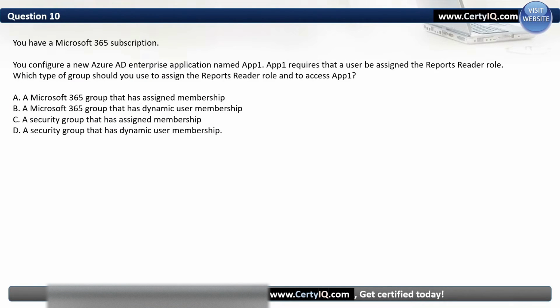Question 10. You have a Microsoft 365 subscription. You configure a new Azure AD enterprise application named App 1. App 1 requires that a user be assigned the reports reader role. Which type of group should you assign the reports reader role to access App 1? The correct option is C, a security group that has assigned membership.